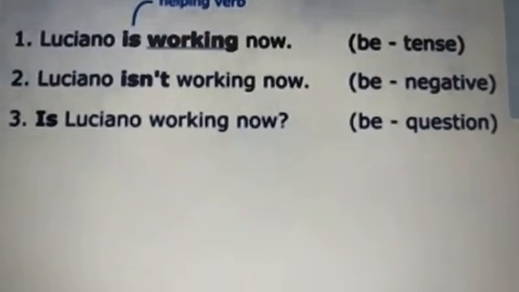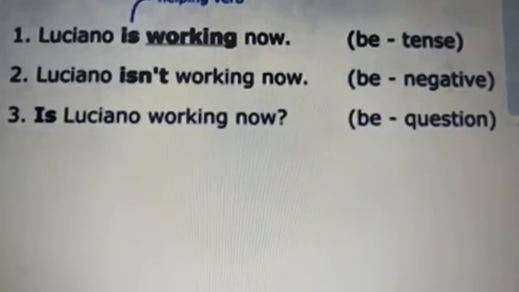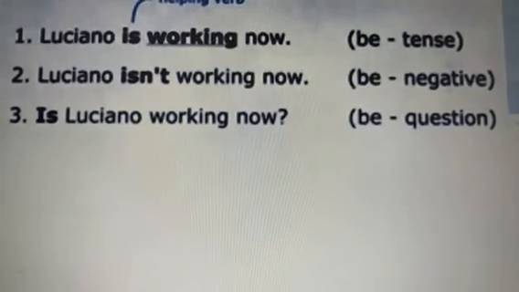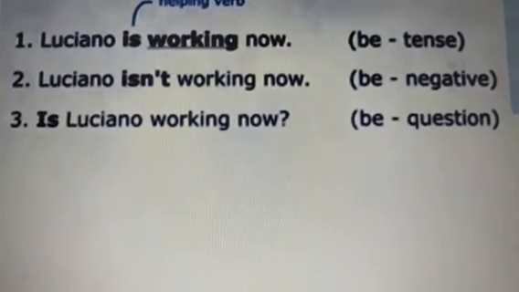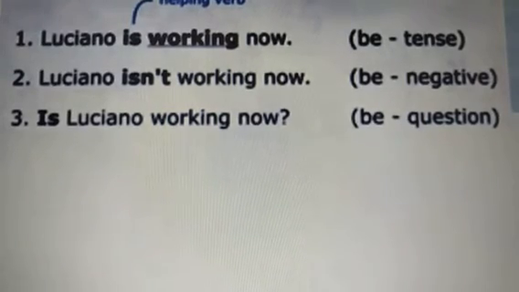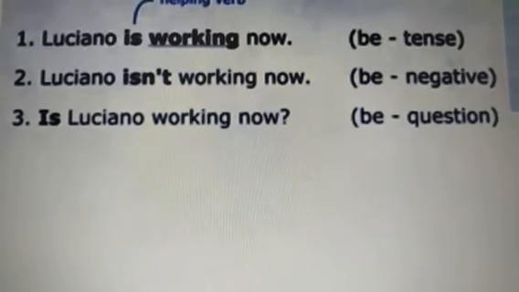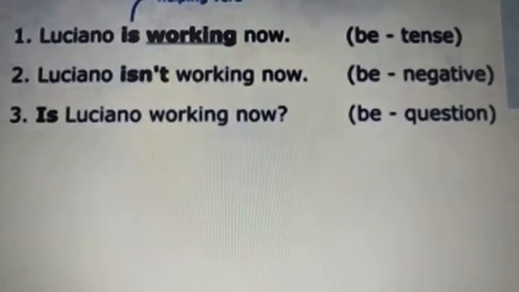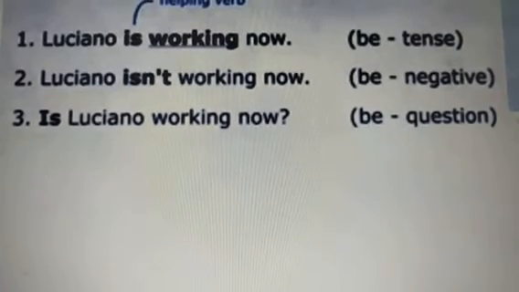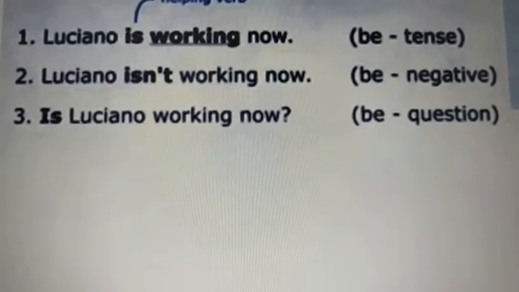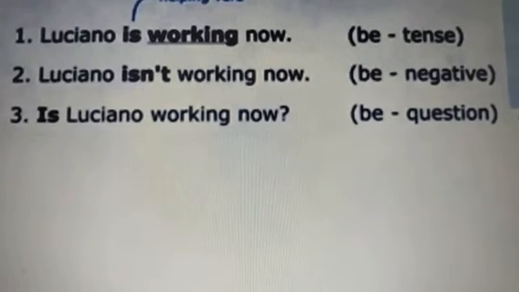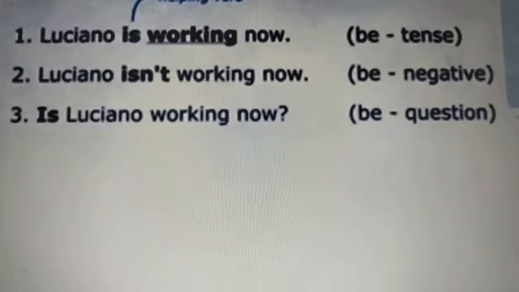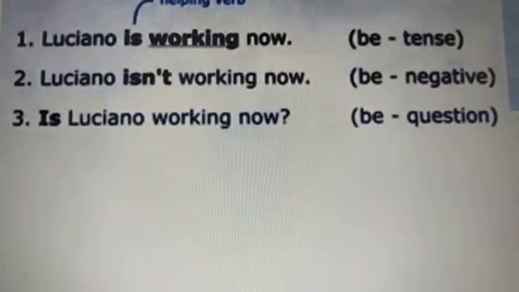So let's look at some examples with these. Luciano is working now. In this sentence, there are two verbs, in fact. Can you tell me which are these two verbs? Is, working are the two verbs. Which is the main verb? The main verb is working because that shows the action that's happening. So what about is? What is it doing?